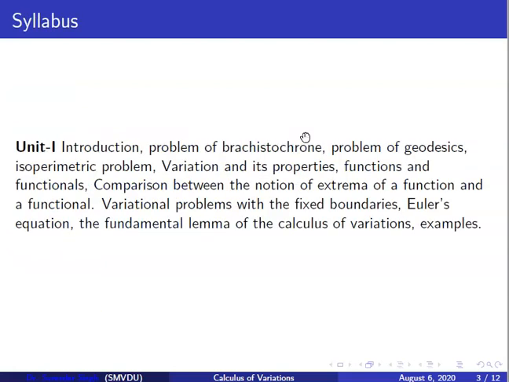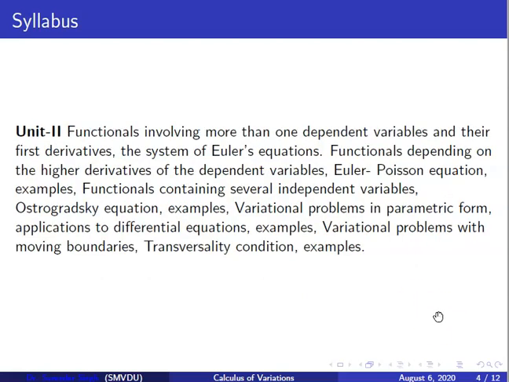This is unit 1. In unit 1 we'll consider the introduction, then problem of brachistochrone, problem of geodesics, isoperimetric problem, variation of its properties, functions and functionals, comparison between notion of extremum of function and a functional, variational problems with fixed boundaries, Euler equation, fundamental lemma of calculus of variations, and certain examples.